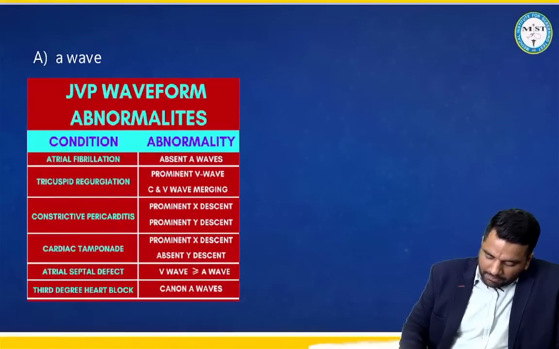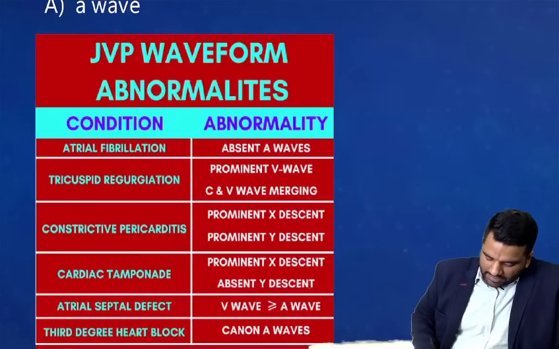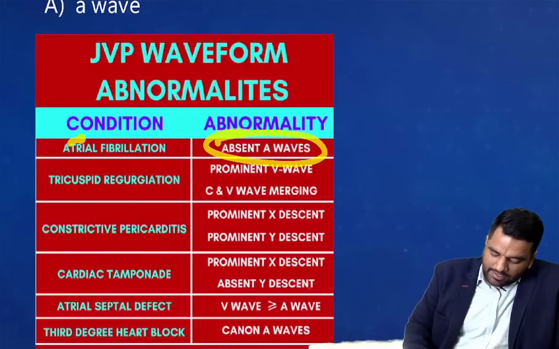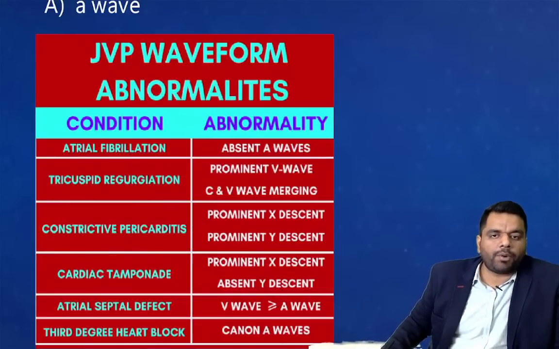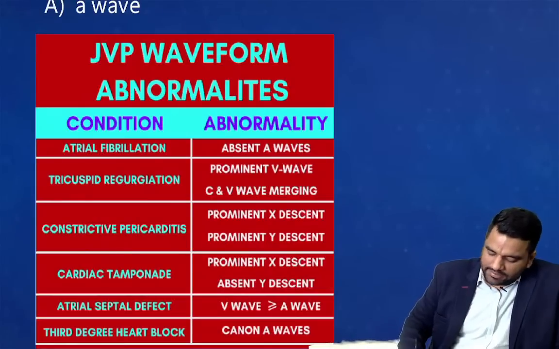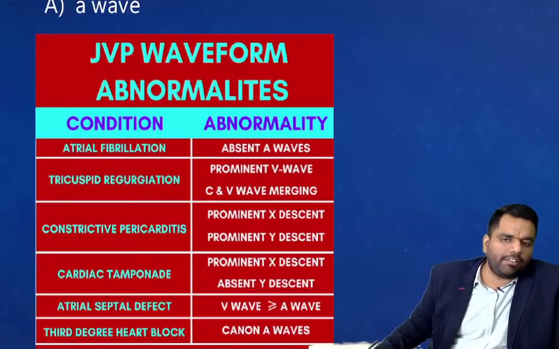There are some abnormal waves which you have to remember from an exam point of view. So absent A wave is seen in atrial fibrillation. Then prominent V wave, C and V wave merging, is in tricuspid regurgitation. Then prominent X descent and Y descent is in constrictive pericarditis. And prominent X descent with absent Y descent is in cardiac tamponade. Then V wave more than the A wave is in ASD, atrial septal defect, and the Cannon A wave is in third degree heart block, or you can call it atrioventricular dissociation.